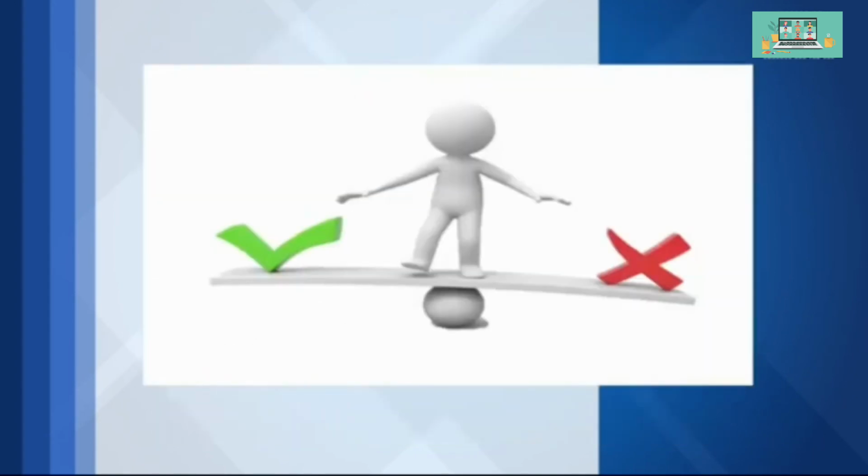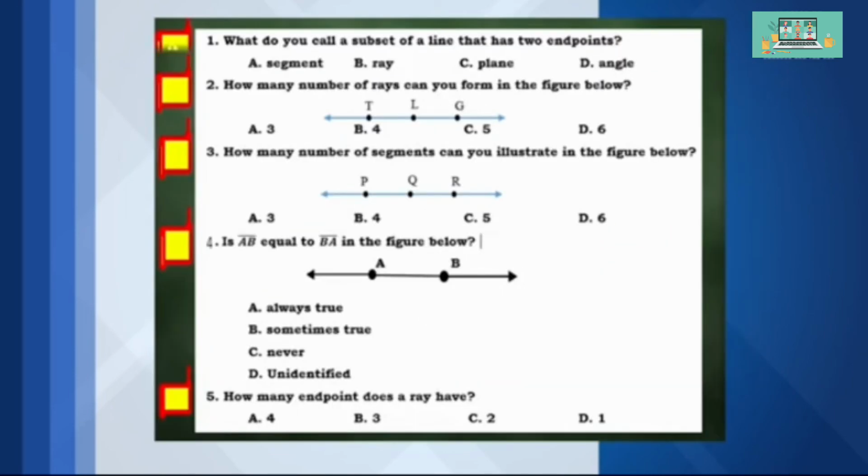Let's check the answers. Number 1, A. Number 2, D. Number 3, A. Number 4, A. And number 5, D.